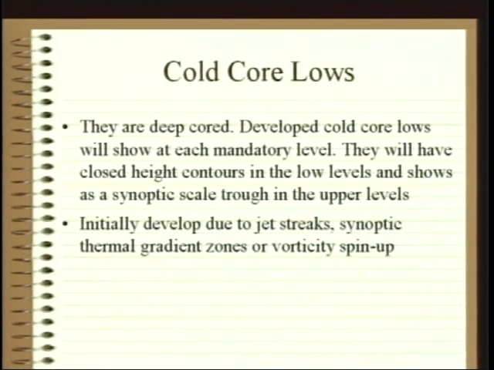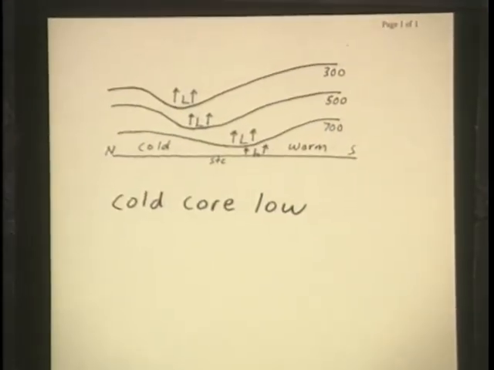Some other characteristics is that they are deep cored, which means they extend throughout the atmosphere. Developed cold core lows will show at each mandatory level. They'll have closed height contours at low levels, and show a synoptic scale trough in the upper level. So when a cold air mass invades the United States in the low levels, you'll often notice that there's a trough aloft above that. Initially developed due to jet streaks in synoptic thermal gradient zones or vorticity spin-up. On the overhead, we'll take a look at an example of a cold core low.